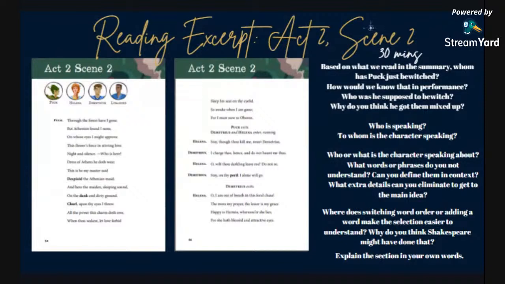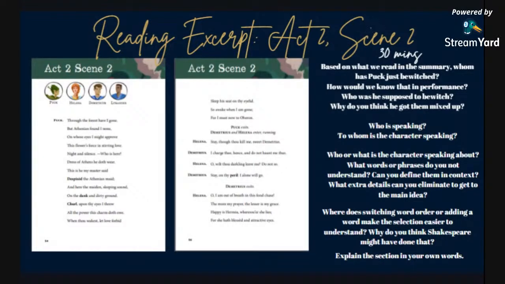The class will read the first part of the excerpt, Puck's monologue, with each student reading one sentence. The teacher will remind students that the ends of sentences are marked by periods, question marks, or exclamation points, and points out that the end of a sentence may not be the end of the line, and that while a line may start with a capital letter, it may not be the beginning of a sentence.